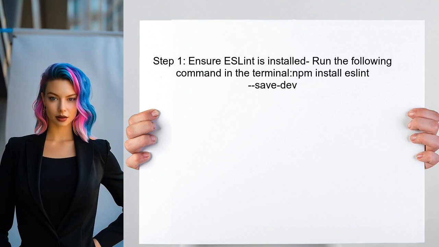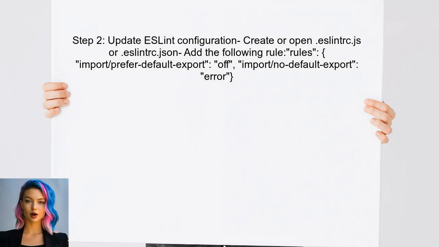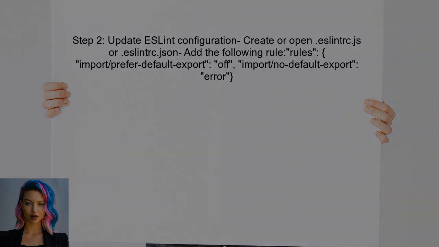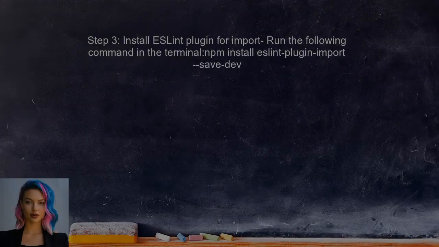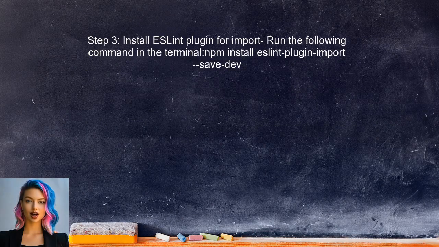If it's not installed, they can do so by running a simple command in the terminal. Next, the user needs to create or update their ESLint configuration file. This file is typically named .eslintrc.js or .eslintrc.json. In this file, they will add a specific rule to disallow default exports. After updating the configuration, the user should install the ESLint plugin for import. This plugin provides additional rules for managing imports and exports effectively.